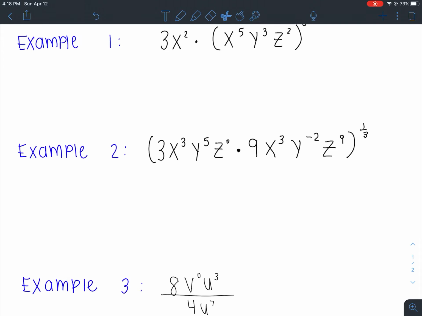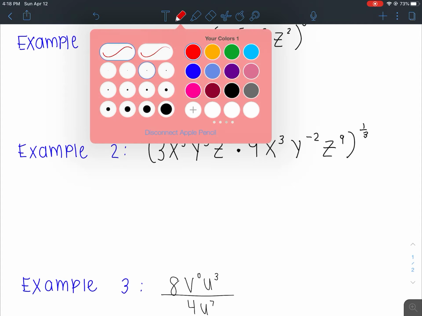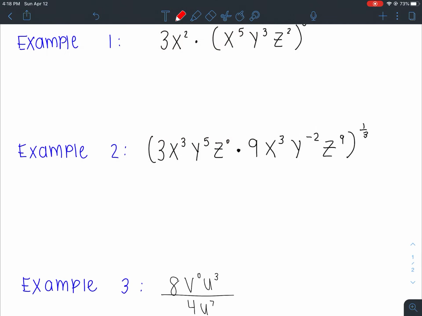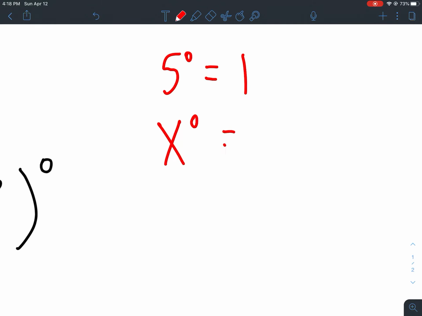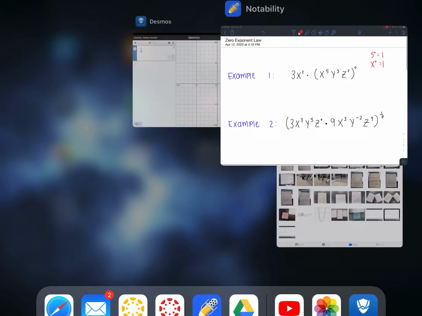In this video, I'm going to go over the zero exponent law. Okay, so the zero exponent law says that if anything is raised to the power of 0, it is equal to 1. So for example, 5 to the power of 0 equals 1. X to the power of 0 equals 1.